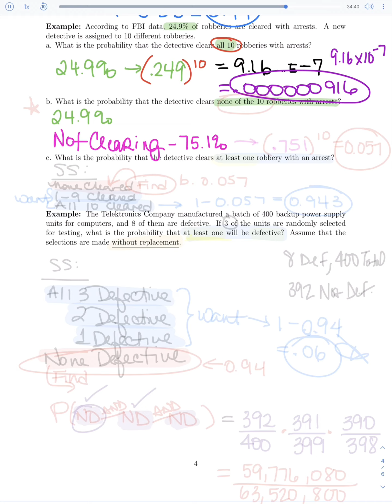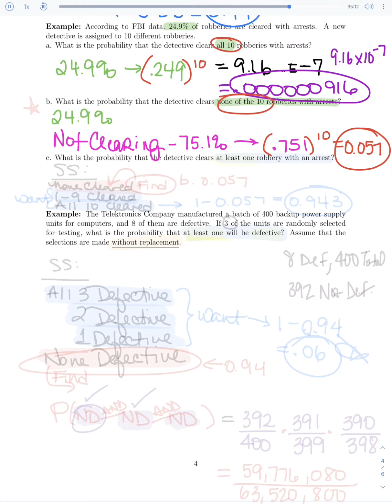And again, just like before, we'd want to convert that into a decimal, which would be 0.751. And just like before, we want none of the 10 to be cleared with arrest, so we'd raise it to the 10th power. So when we do the 0.751 to the 10th, we end up getting the final answer of 0.057. And that is our probability for clearing none of the 10 robberies with arrests.